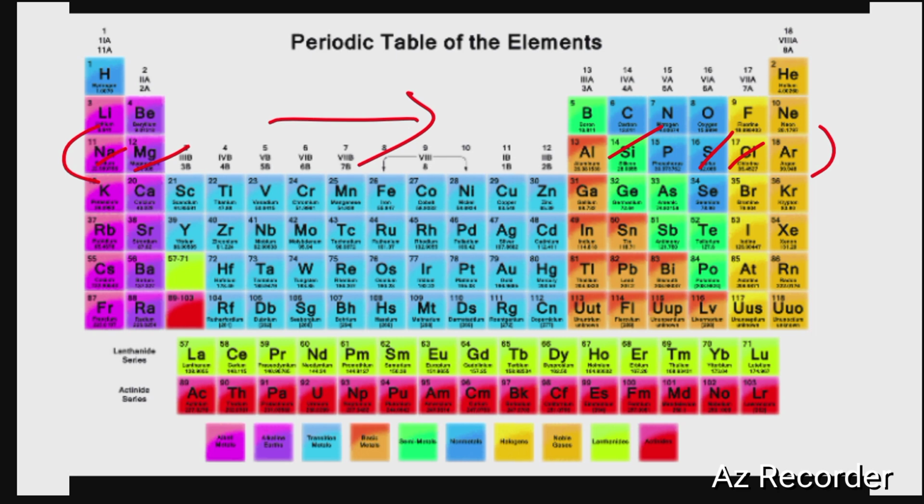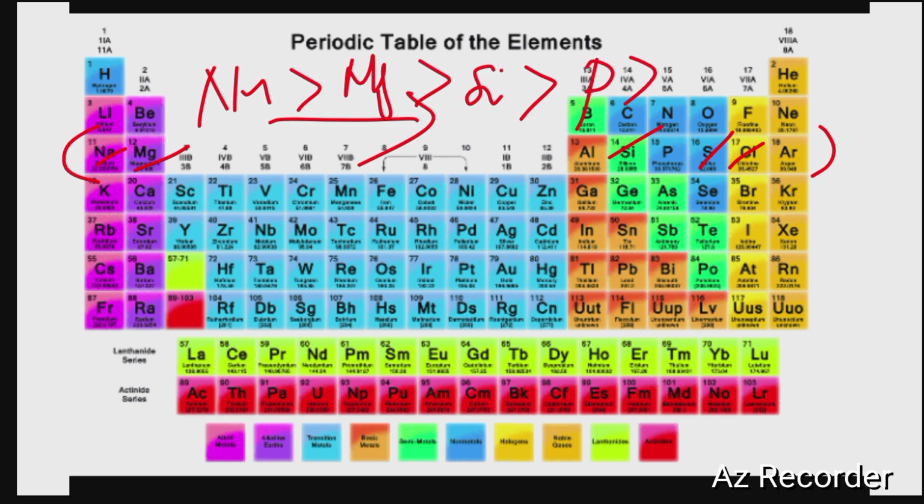So the correct decreasing order will be sodium will be greater than magnesium will be greater than silicon will be greater than phosphorus will be greater than sulfur will be greater than chlorine.